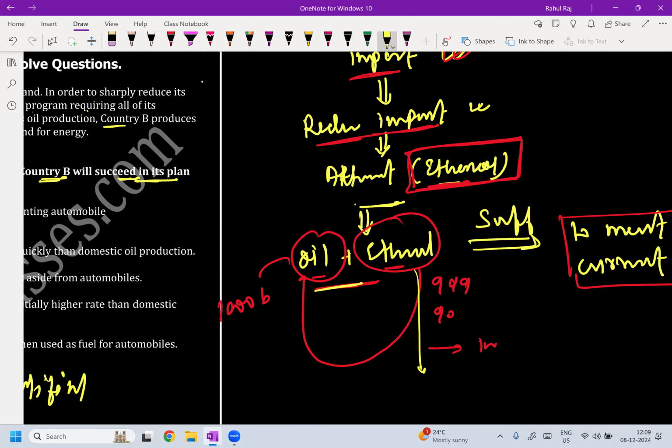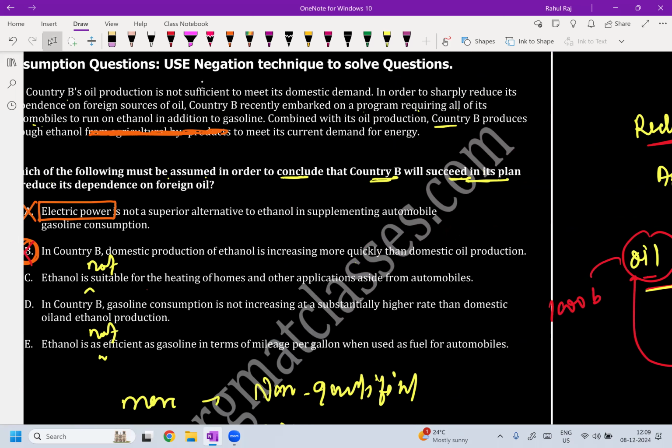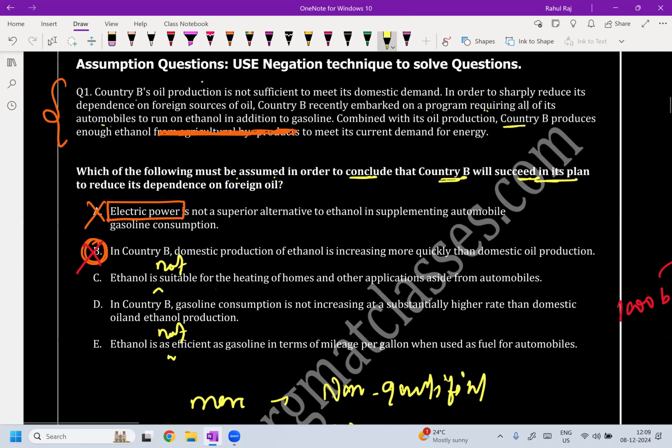Let the mileage be less, the efficiency be less or more. How does it matter to me? It does not matter to me because it is not given to me in the argument at all. That's the way it should be looked upon. Am I right? Any problem here? So option number C, even if you negate it, and E, it's all over. It makes no sense at all.